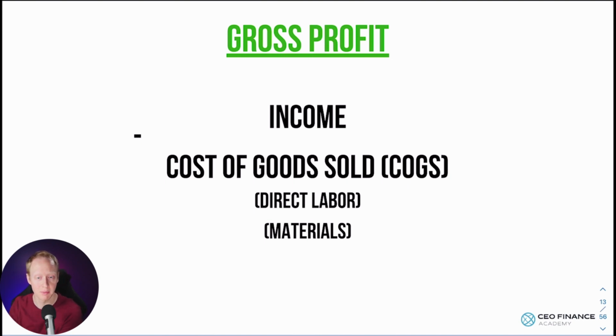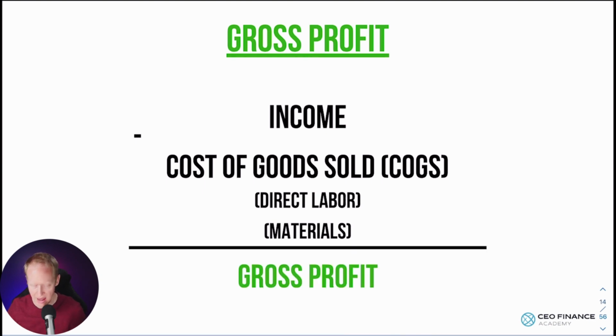Sometimes it's broken out a little bit more, but if you run a product-based business, it's usually the materials that you actually use to build the product, and the direct labor, or the people who actually perform the service or build the product, okay? So we're not talking admin labor and office labor and not even your own owner labor usually, but direct labor, they call it. So direct labor and materials, and then that gives us gross profit. So income minus COGS equals gross profit.